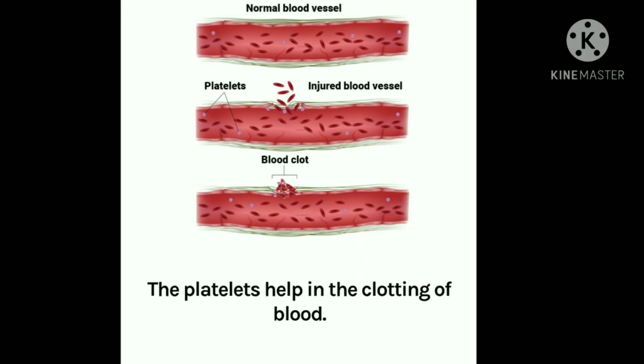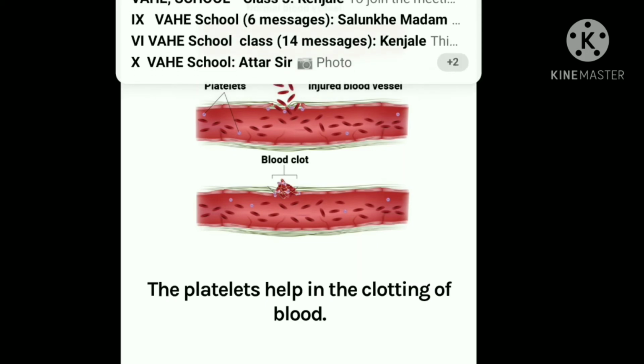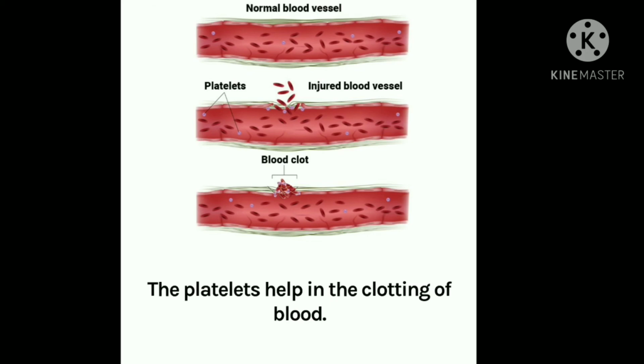For example, sometimes we put turmeric, which is an antiseptic, and when you keep the turmeric pressed on the cut, after some time the blood stops. At that time, the platelets clot the blood, and because of the turmeric, which works as an antiseptic, there is no kind of infection.